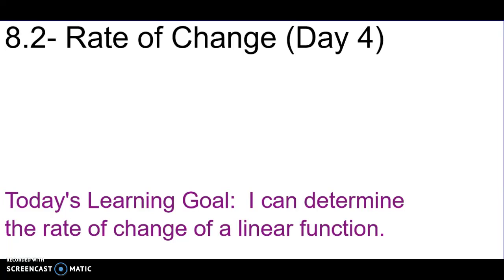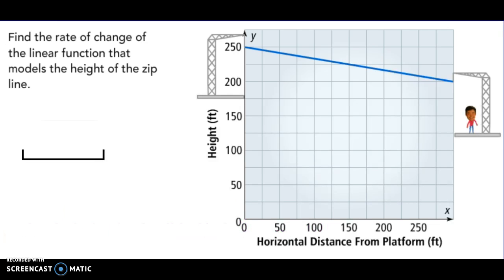Hey guys, so today we're going to do 8.2, which is rate of change. This is day 4 in your OneNote. Today's learning goal is I can determine the rate of change of a linear function. Let's look at our first example.